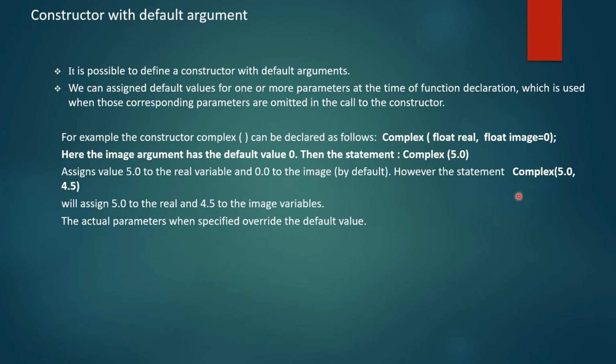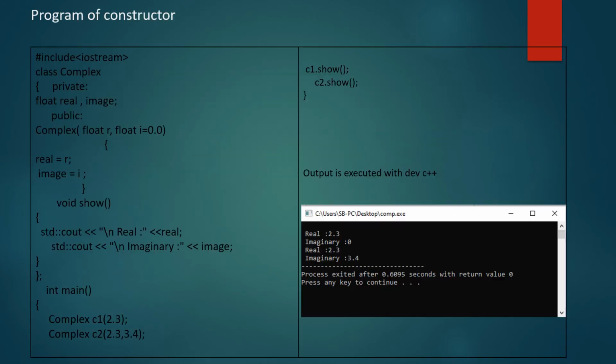But suppose another example is there, complex 5.0 and 4.5. In that case, the value is already present, so it will take 5.0 as real and imaginary as 4.5. So we will see one example based on this.